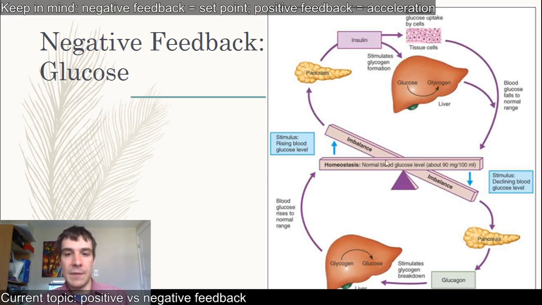And then if it falls back down, the pancreas stops releasing insulin and it's fine. If there's too little blood sugar, the pancreas will release a different thing called glucagon. The glucagon will stimulate the opposite effect in the liver, but only in the liver, not in the tissues. And then it'll come back out. So this is our receptor and our control center at the same time. This is the signal. That's the effector. So it's kind of a cool little thing. It's a neat negative feedback loop.